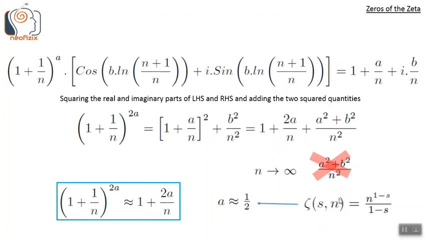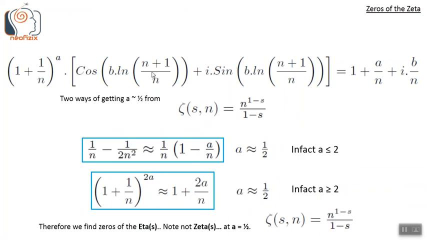Again, from this expression zeta s, n equals n power 1 minus s by 1 minus s, we get a is nearly half. So basically there are two ways of getting a is nearly half, from this equation or this equation. In the first way, a is nearly half, what we can see is a is slightly less than or equal to half, and in this we see that a is slightly greater than or equal to half. So from these two conditions we find that a is equal to half.